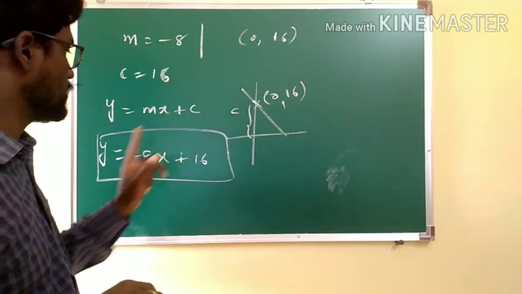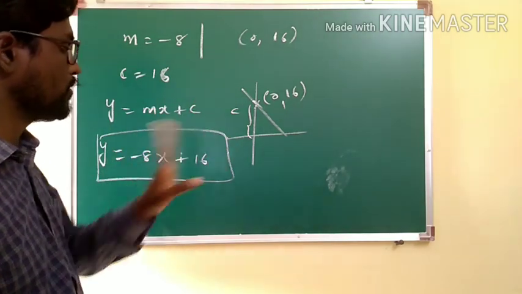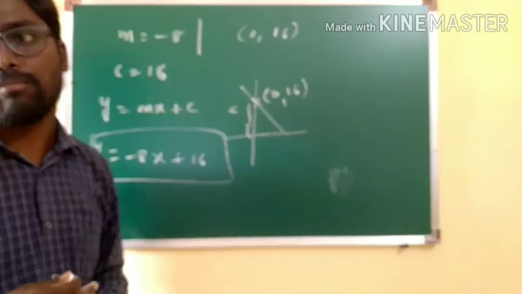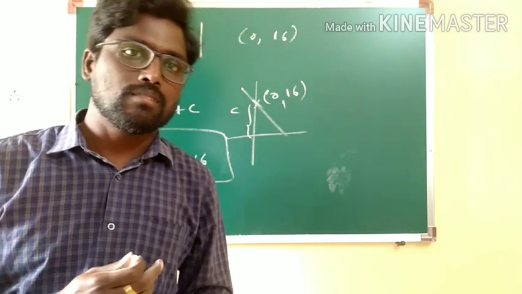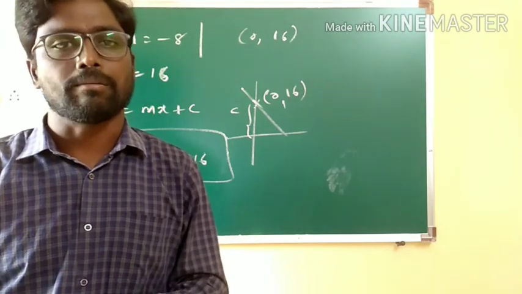So y equal to mx plus c. So y is equal to minus 8x plus c, where c is equal to 16. Therefore, for question number 15, the right option is B. Anyway, we'll update it in the result also. Don't worry about that. Okay.